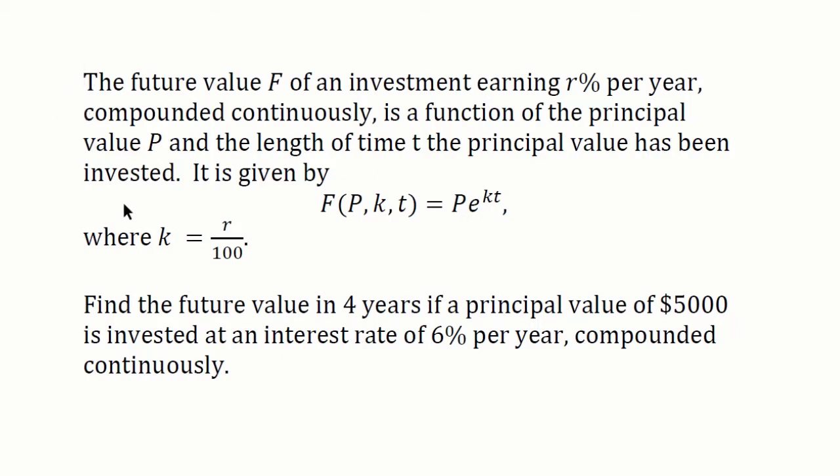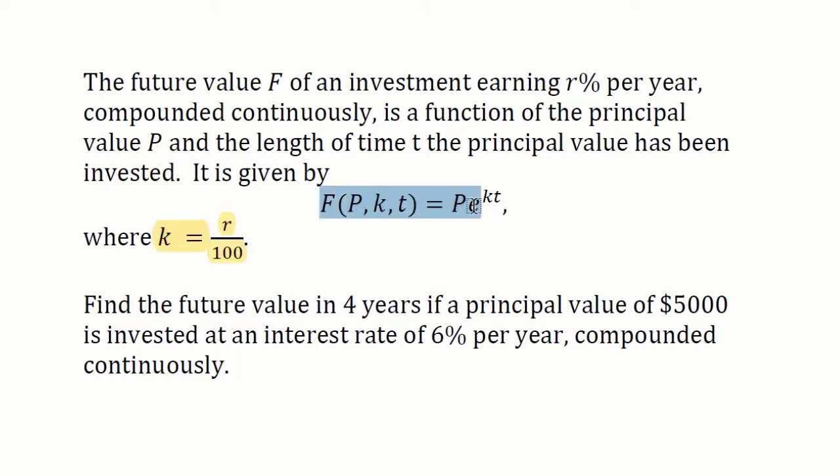Most of the description here is exactly what I was writing on the board. And so we can spend some time reading it over one more time. The future value F of an investment earning R% per year, compounded continuously, is a function of the principal value P and the length of time that the principal value has been invested, and also in terms of the K value. I should have had that line described in here as well. The function is given by F of P, comma K, comma T, and that equals P times e to the kt, where, just like what I wrote on the board, K is R over 100.